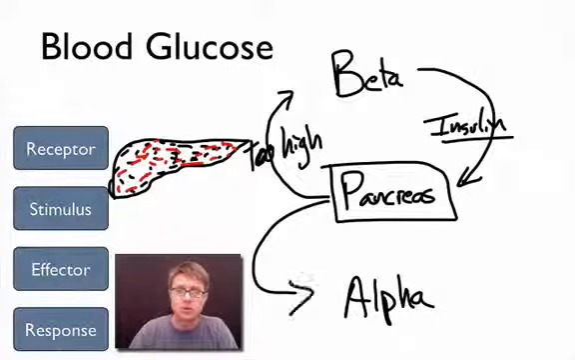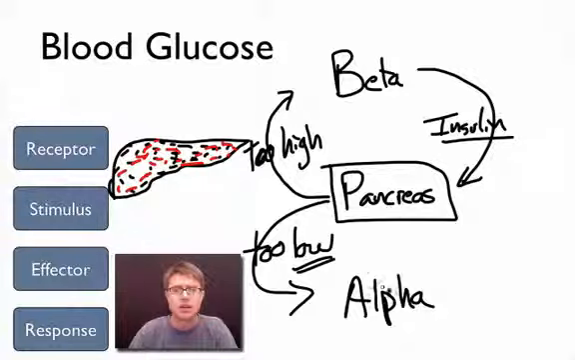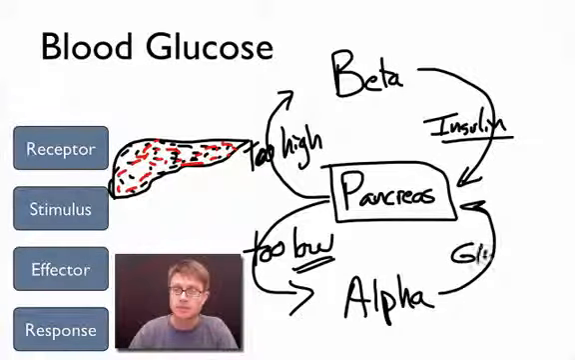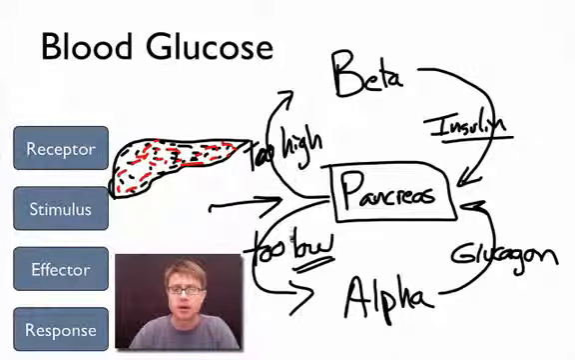Let's say it goes too low. So this would be our stimulus. What's going to happen? We're going to release something called glucagon. What glucagon is going to do is trigger the liver to break down glycogen into glucose and then release that into the cells. And so we've got this great feedback loop, which is going to keep our blood glucose levels about perfect.